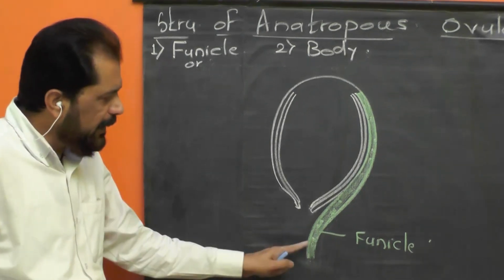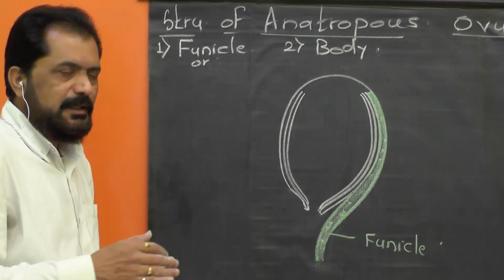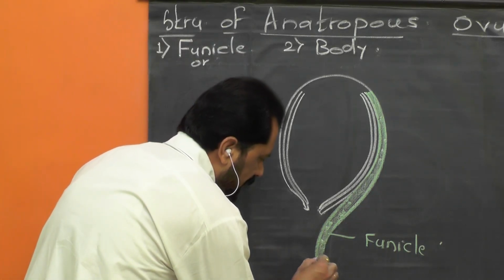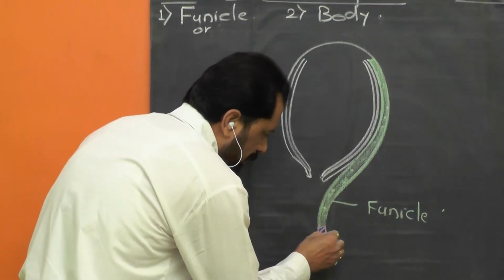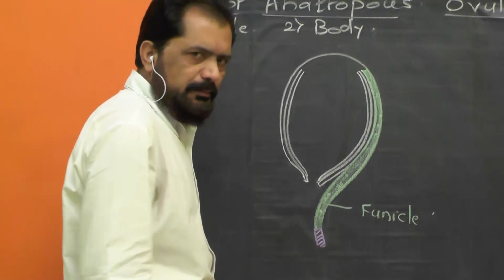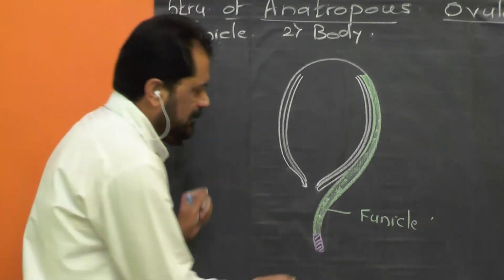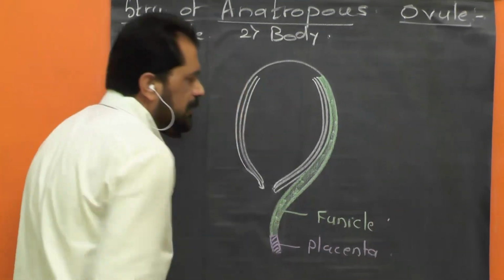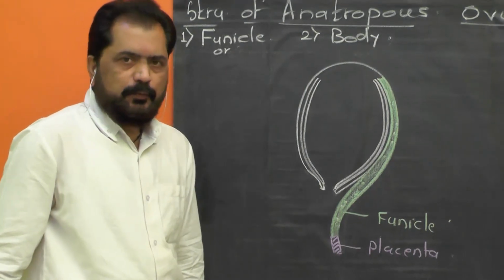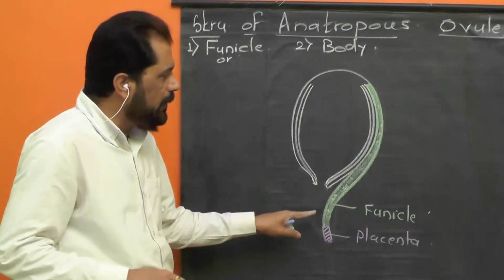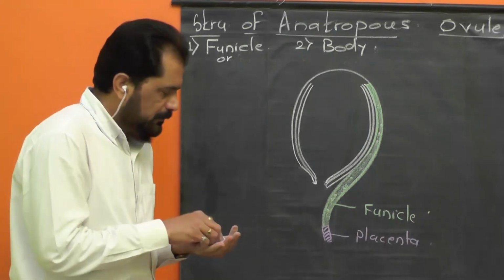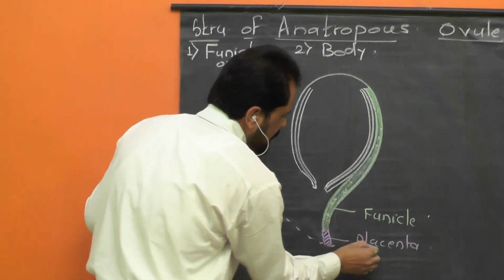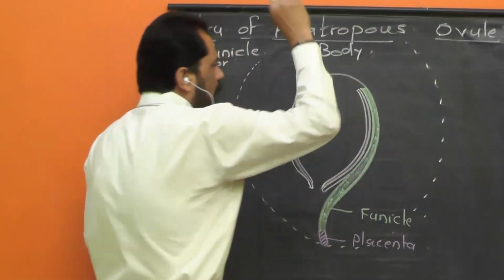Now, one end of this funicle is in contact with the placenta. I hope you do remember, in 11th we have studied that placenta is a specialized nutritive and fertile tissue which connects the wall of ovary with the ovule. Please look at the diagram. Suppose here is the ovary wall.